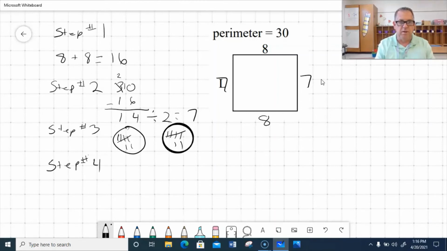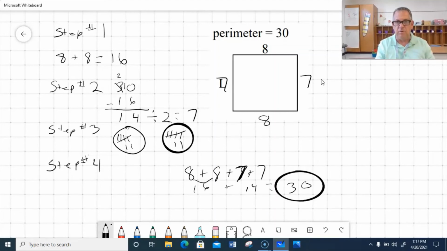Okay, and we're going to check it by adding all the sides. So we'll do 8 plus 8 plus 7 plus 7 plus 7. I know 8 plus 8 is 16, and 7 plus 7 is 14, and 14 plus 16 equals 30. So that means we did it correct because it does match what our perimeter is, so our missing side length would be 7.